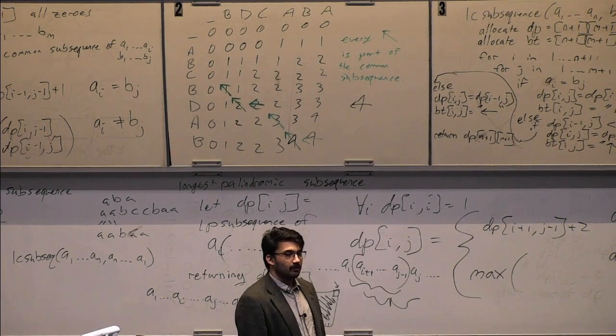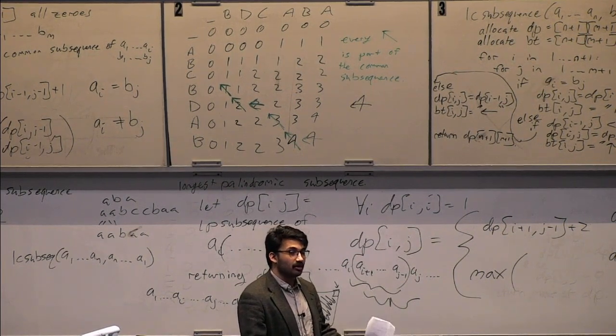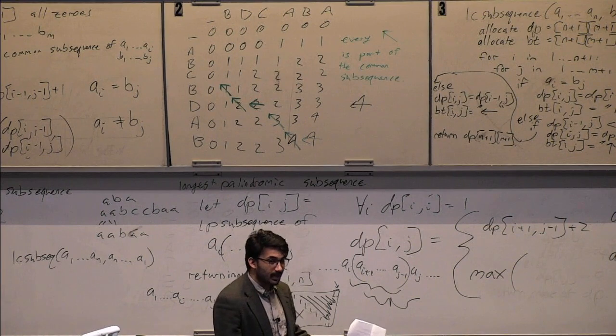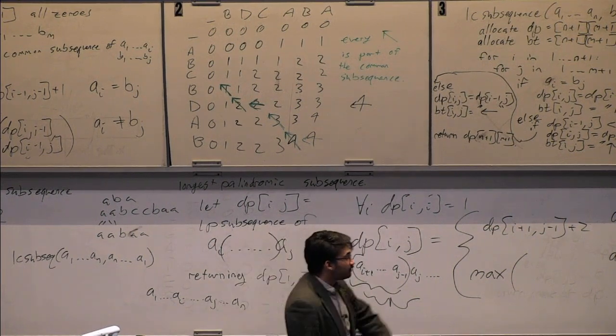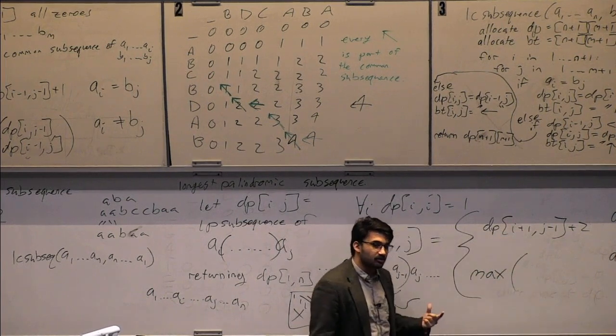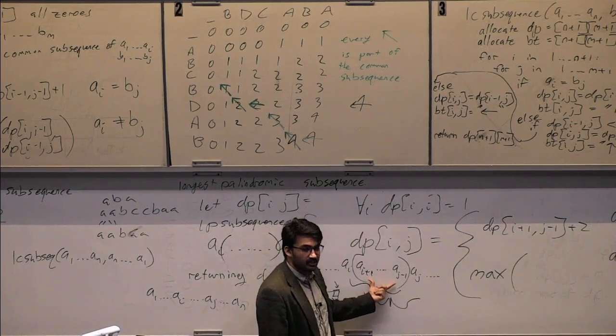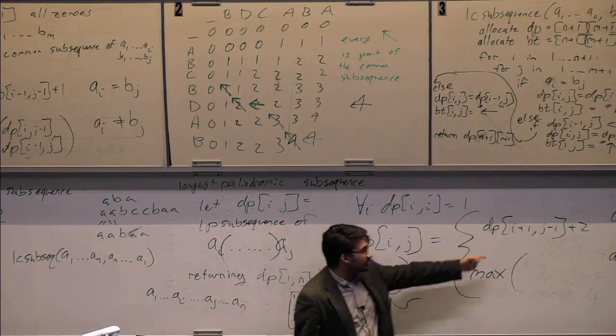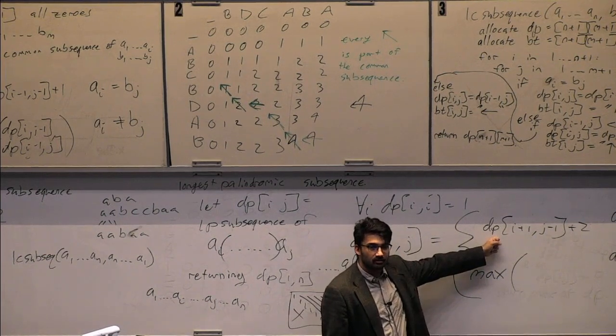Whatever longest palindromic subsequence may be there or may not be there is going to be stored at this value in the table. If there is no palindromic subsequence between A(i+1) and A(j-1) at all, that's fine, because the DP table will simply have a 0 there.